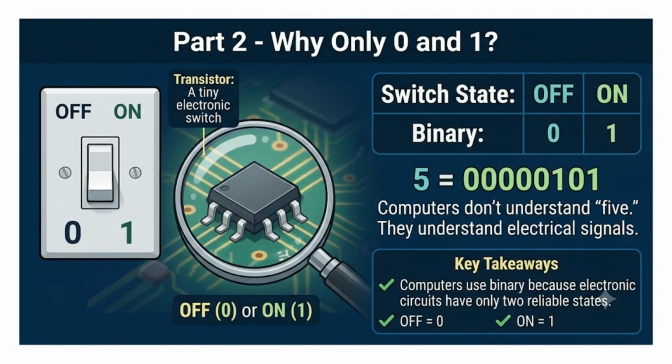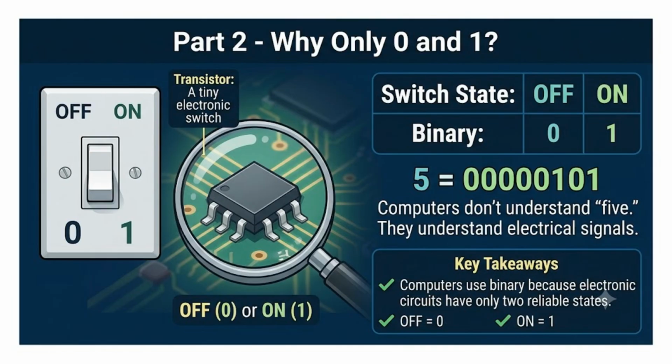Have you ever wondered why computers use only 0 and 1? The answer lies inside the computer itself. At the heart of every computer are billions of tiny electronic switches called transistors. A transistor has only 2 reliable states. It can be off or on. There is no in-between. To make things simple, computers represent OFF as 0 and ON as 1. These two states form the binary number system.